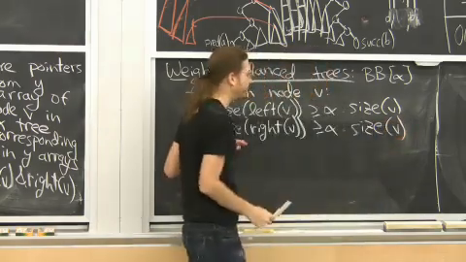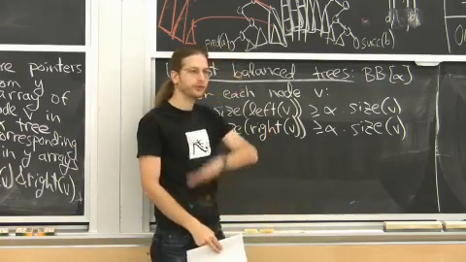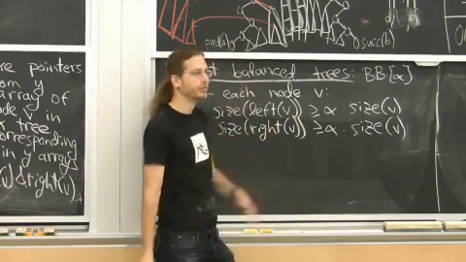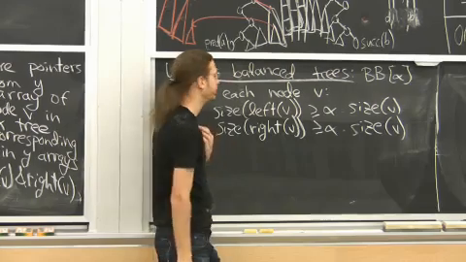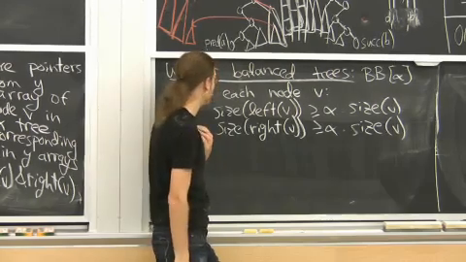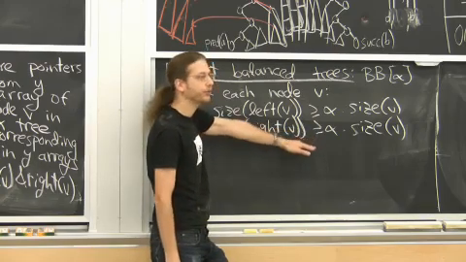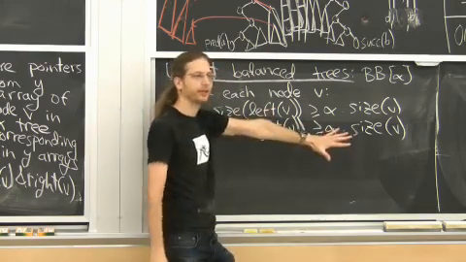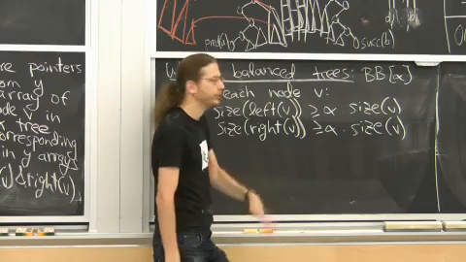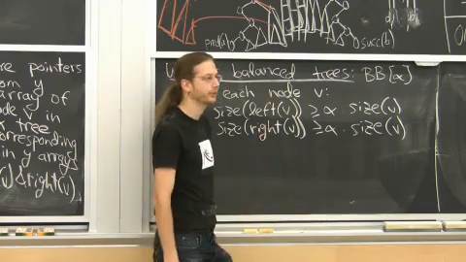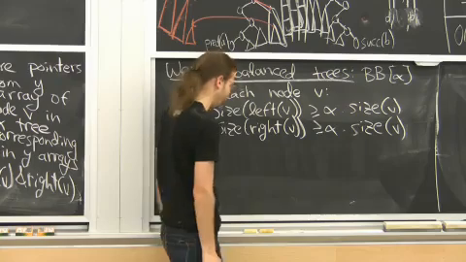Now, size, I didn't define size. It could be the total number of nodes in the subtree. It could be the number of leaves in the subtree. Doesn't really matter. What else? What's alpha? If alpha is a half, you're in trouble because then it has to be perfectly balanced. But if you just make alpha small, like a 1/10 or something, any constant less than a half will do.